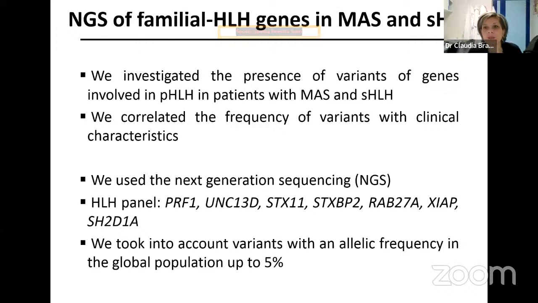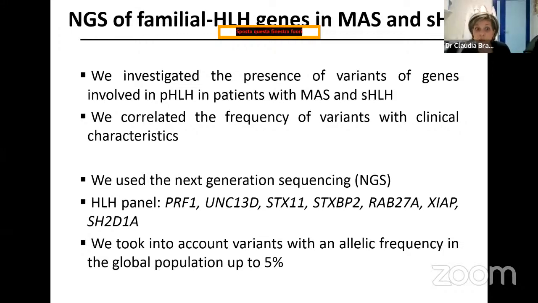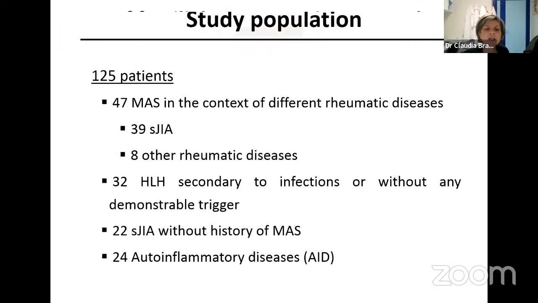So we also analyzed the familial HLH genes in our cohort of patients with MAS and secondary HLH. So we decided to evaluate the presence of variants of genes related to primary HLH in our cohort of patients, and we would like to evaluate the frequency of variants and the correlation with clinical characteristics. So with next generation sequencing, we analyzed the panel with HLH genes, and we analyzed 125 patients.